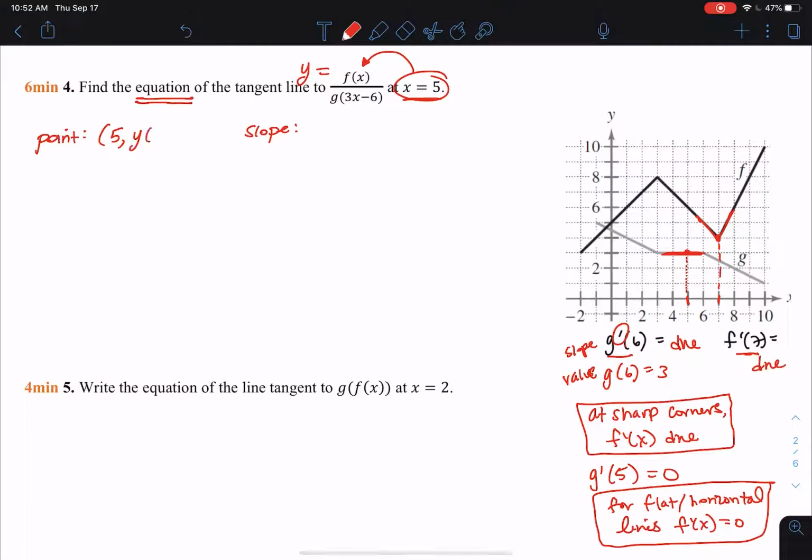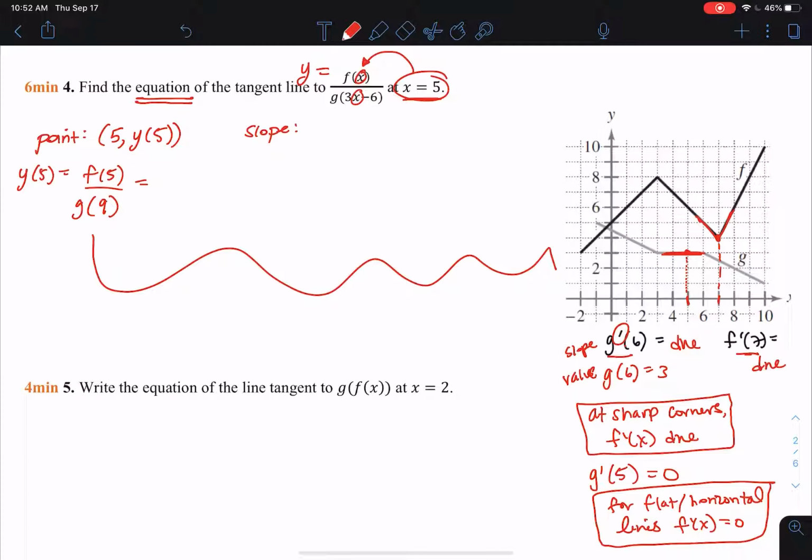And then for my y value, I'll just see what happens when I plug in 5 into this expression. So we'll write down y of 5. Underneath it, let's actually find y of 5. Plugging it in here, and here I get f of 5 over g of, well, 3 times 5 is 15, minus 6 is 9. And now I'll need to use the graph. There's nothing more I can do. I need to go to the graph here.